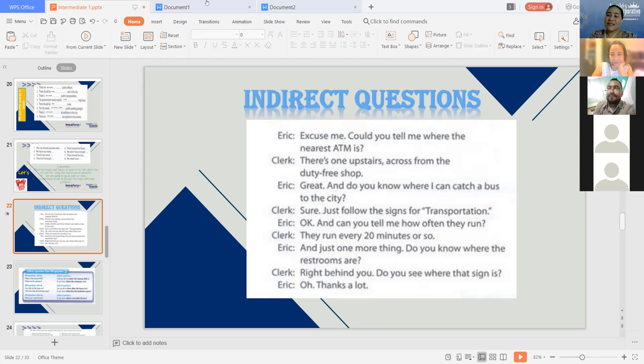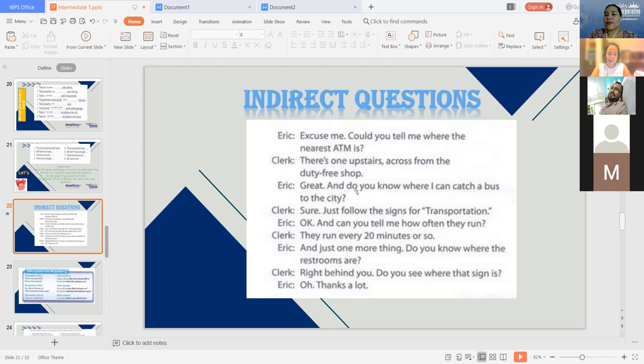So let's see, someone else? Nadie más? Everything is fine up to this moment? We are good? All right, so if everything is fine at the moment, this is just to introduce you to the indirect questions. The indirect questions that we have in this specific dialogue are, for example, could you tell me, right? That is one of the indirect questions, the very first one.